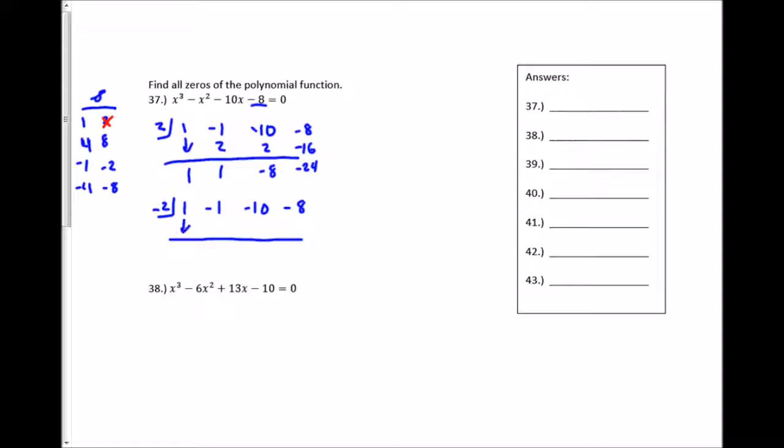So I bring this guy down and I multiply, and I add straight down, and I multiply, and I add straight down, and I multiply, and I add straight down. And I find out that this one works, okay? Which means I've got a factor of x plus 2. And then my other factor is the x squared minus 3x minus 4. And now I just want to factor this thing completely.